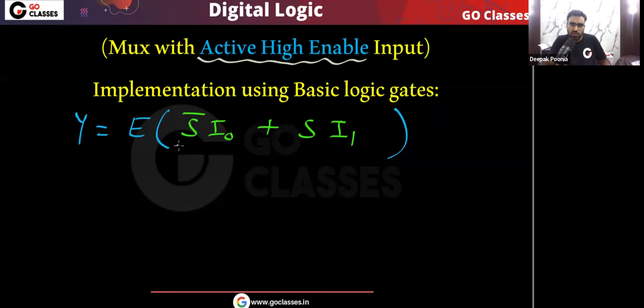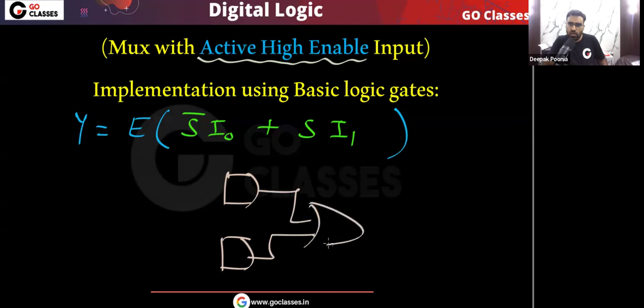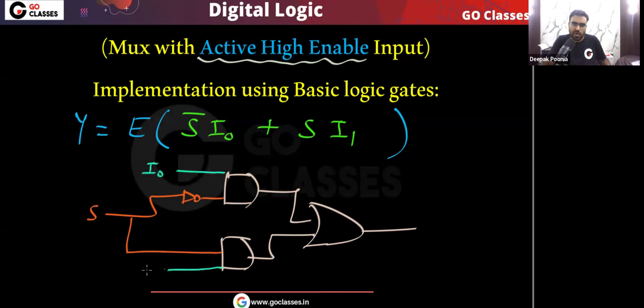So you can notice what we need. We need two AND gates, and one OR gate. Yes or no? Here, OR gate we need. Now you can see we have S. So inverter, if I put S0 here, S bar, and S here. Here we have I0, and here we have I1. Okay, so far it is clear.